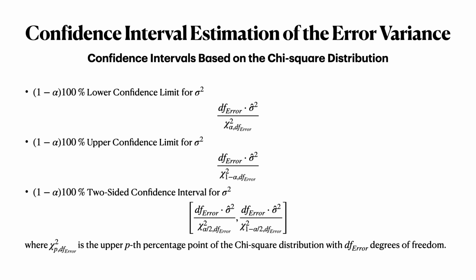And then finally, to get a 1 minus alpha times 100% two-sided confidence interval for sigma squared, we construct a lower confidence limit and an upper confidence limit, each at a confidence level of 1 minus alpha over 2. So we've got to divide that alpha by 2 when we're going to put two of these limits together to get a 1 minus alpha times 100% two-sided confidence interval.